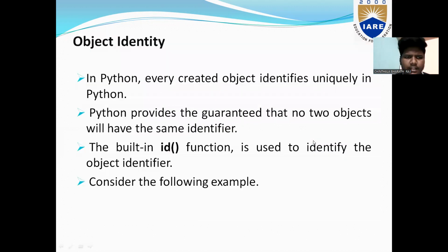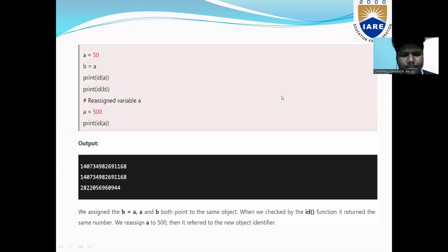Now, object identity. In Python, every created object is identified uniquely. Python provides a guarantee that no two objects will have the same identifiers. The built-in id function is used to identify the object identifiers. Let us consider one following example. Here a = 50 and b = a. We are printing the id of a. We will get 140734982691168. The id is not permanent.